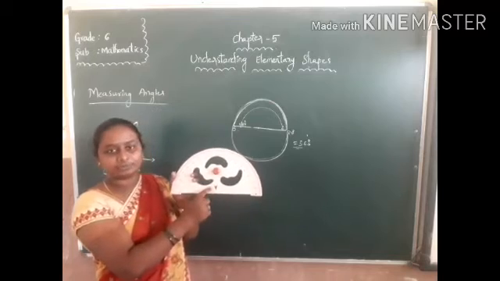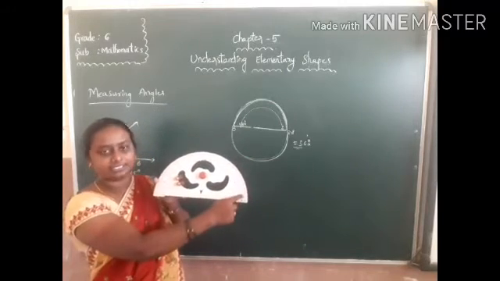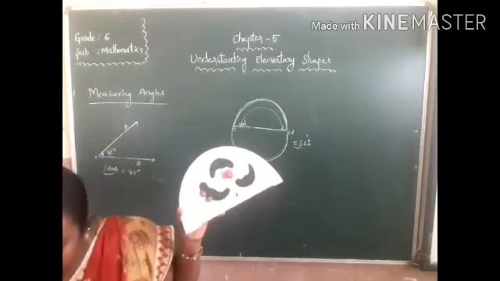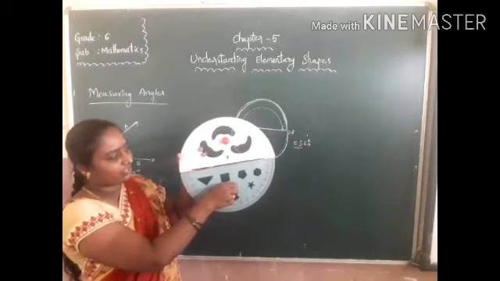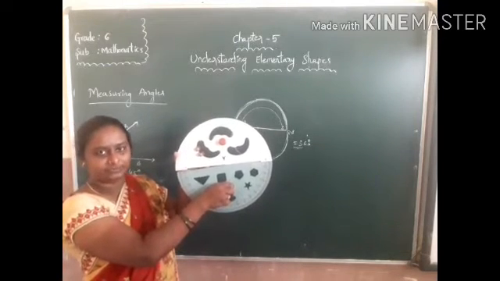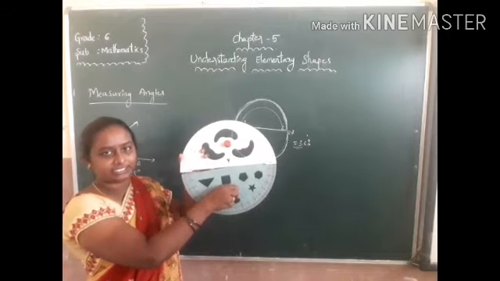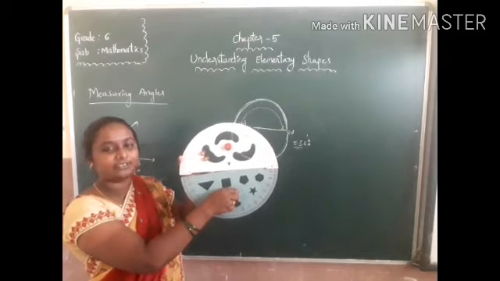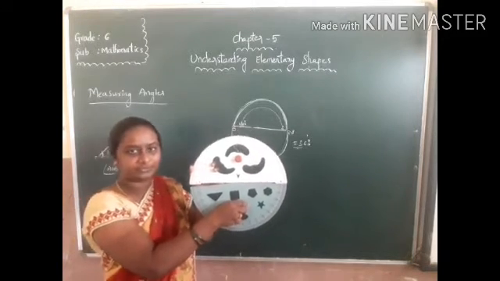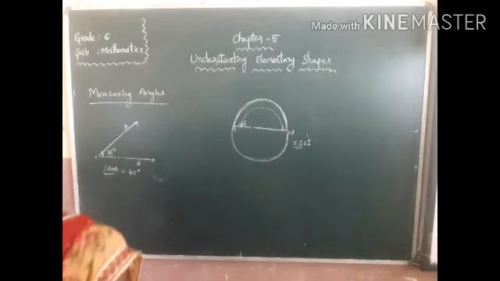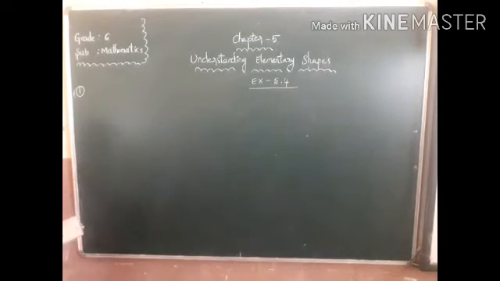This protractor contains 180 degrees. If you join two protractors, it forms one revolution, that is 360 degrees, one complete angle. Okay? Right. Okay children, right.